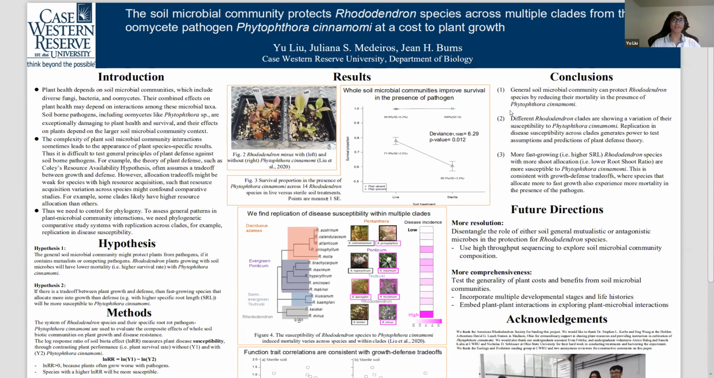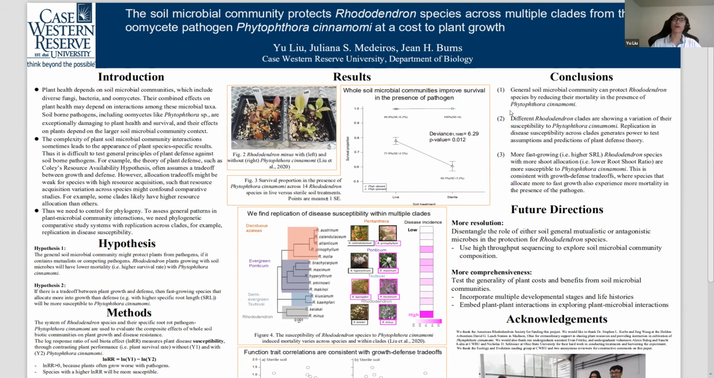Soil microbial communities play a critical role in plant health. Soil microbial communities include both beneficial and antagonistic microbes. Beneficial microbes like the mycorrhizal fungi can promote plant nutrient uptake and be involved in plant defense. Antagonistic microbes like the soil-borne oomycete pathogens can damage plant health and even kill the plants.